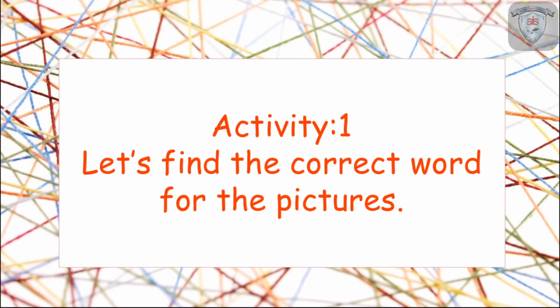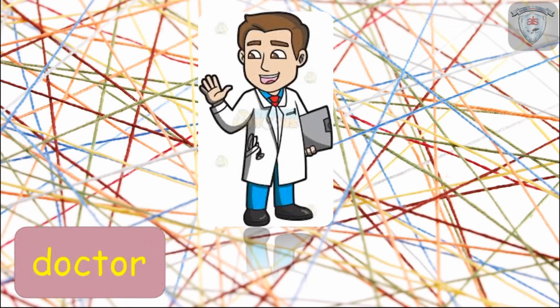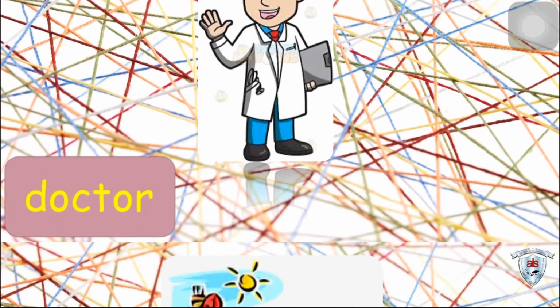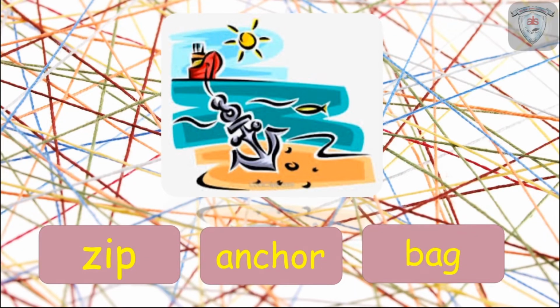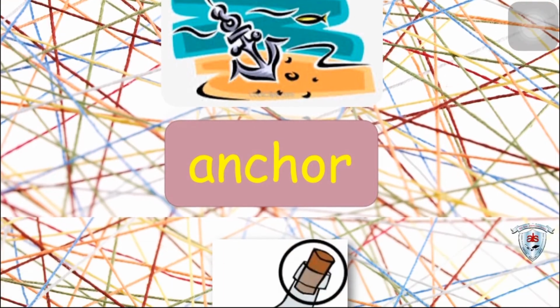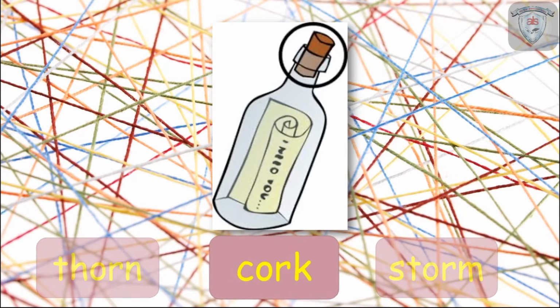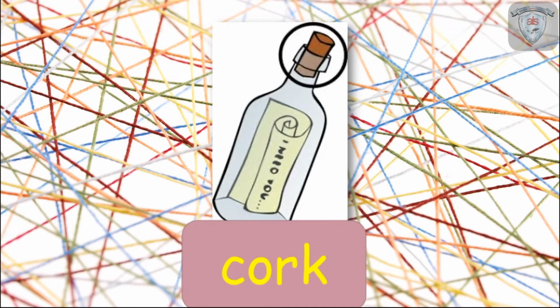Now, let's do activity one. Let's find the correct word for the pictures. What do you think is the answer? The answer is doctor. Next. What do you think is the answer? The answer is anchor. Very good. Next one. What do you think is the answer? The answer is cork. Good job.